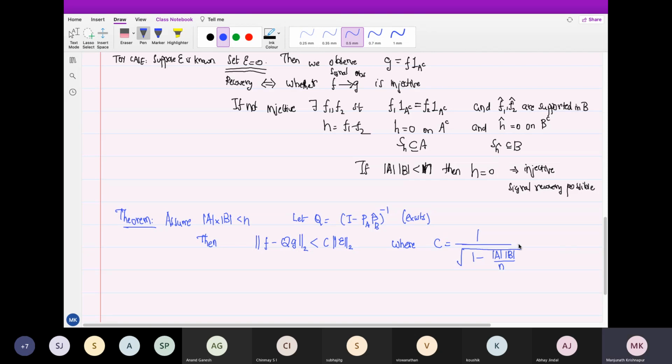So if the cardinality is close to N, then it is not good, because this constant is large. For math students here, the concepts that we use in mathematics, the way they show up in this is actually quite nice. We talk about the norm of an operator, the boundedness of an operator.